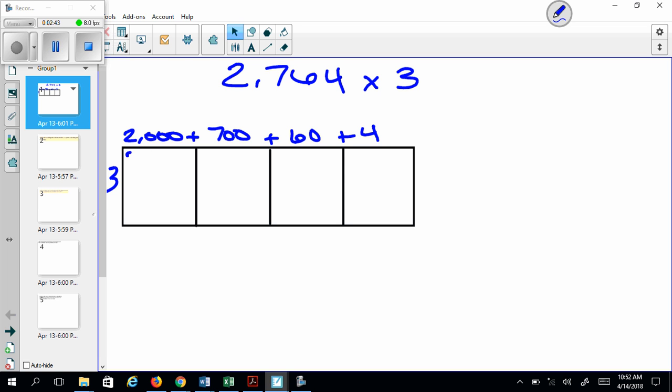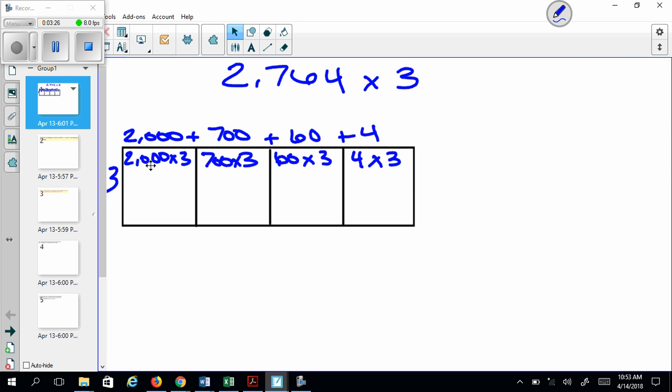So we have our equation, or our expression, sorry, which is 2,000 times 3. Remember, an expression does not have an equal sign. An equation does. 700 times 3, 60 times 3, and then 4 times 3. Using each digit in the box that it's touching. So I'm not going to put the 2,000 over here or the 4 over here. It has to be touching, and every single one of these lines is a 3, because you're multiplying every single one of these digits by 3.